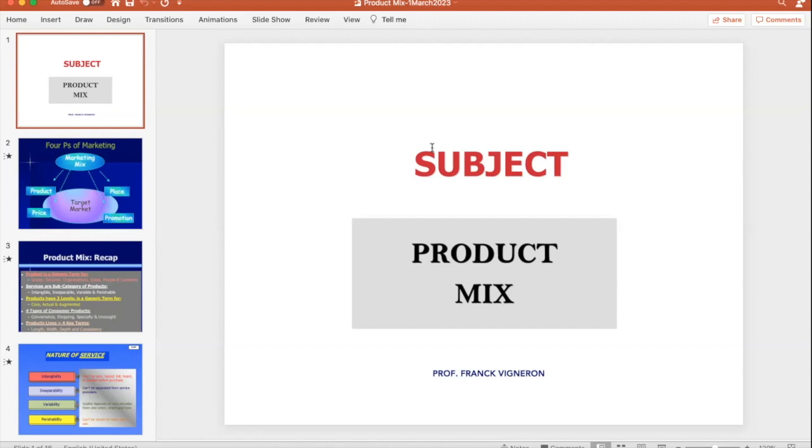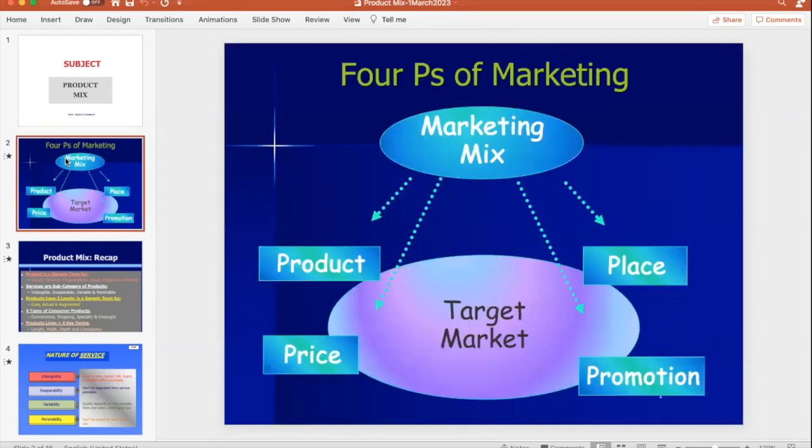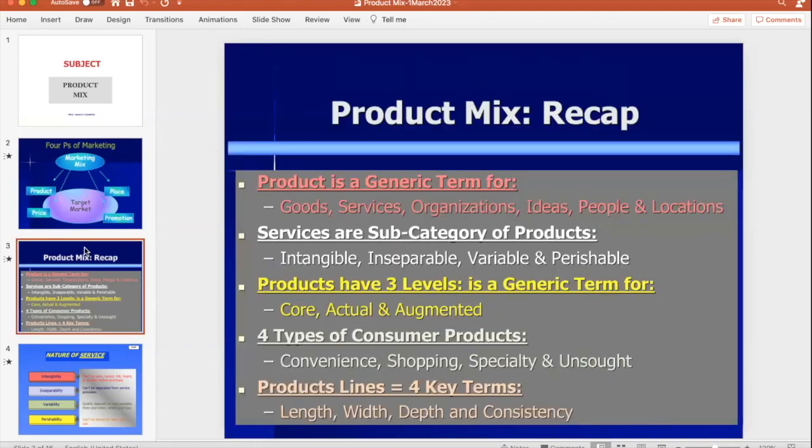Let's look at the 4 Ps. And the first P of the 4 Ps that is traditionally being discussed is the product mix. The 4 Ps, again, are made of product, place, price, and promotion. When you talk about a product, you talk about a generic term for goods, services, organization, ideas, people, and locations.